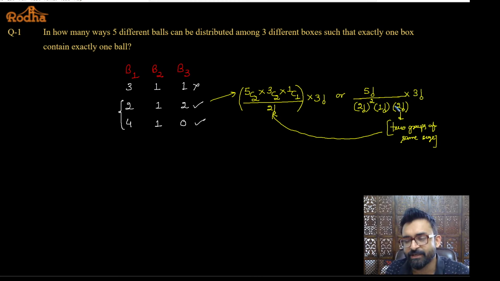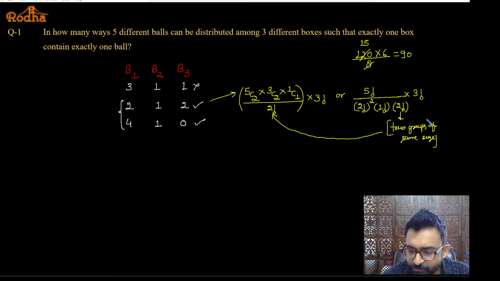That is 3 factorial. So what will be the value of this? This is 120. Fine. Into 6, divided by 8. That is 15. Do you agree with this? That will make it 90. Yes or no? Please guys reply.